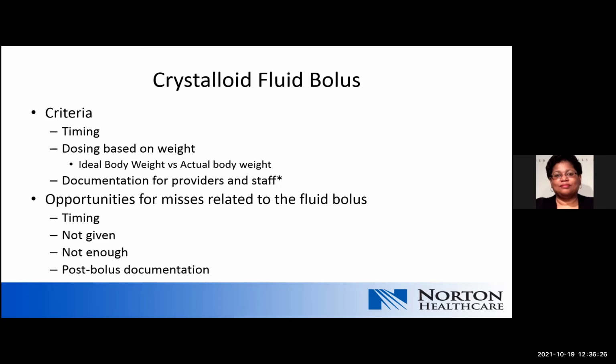because when the core measure came out, ideal body weight wasn't even an option to dose the fluid bolus for the adults. But anyway, you can dose it on the ideal body weight now if your patient has a BMI greater than 30. So this is also really helpful for our morbidly obese population and also our pregnant population, because again, we do see some of them coming in with sepsis and they are treated for that, but we would like to use their ideal body weight, not their actual body weight. Documentation, I'll show you a little bit of that here in a second.